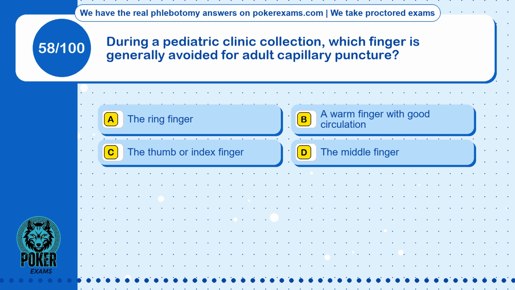Question 58. During a pediatric clinic collection, which finger is generally avoided for adult capillary puncture? Option A. The ring finger. Option B. A warm finger with good circulation. Option C. The thumb or index finger. Option D. The middle finger.